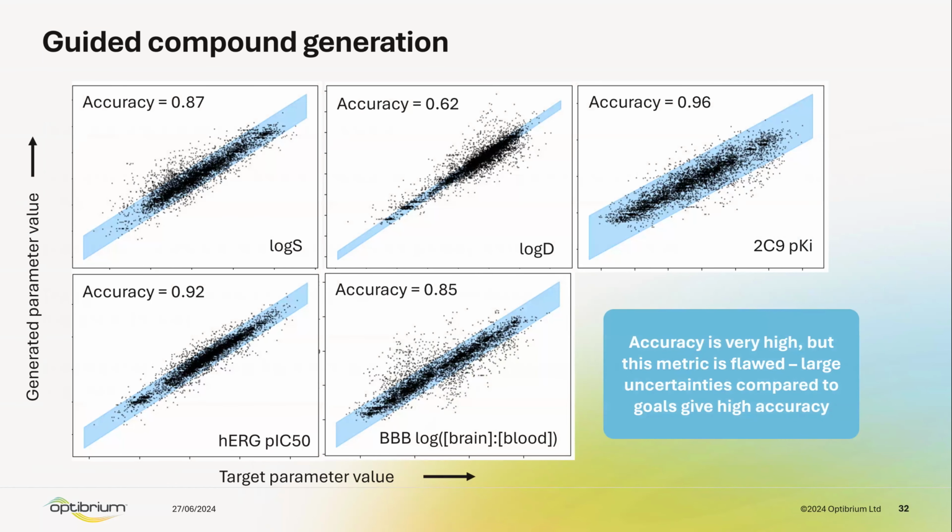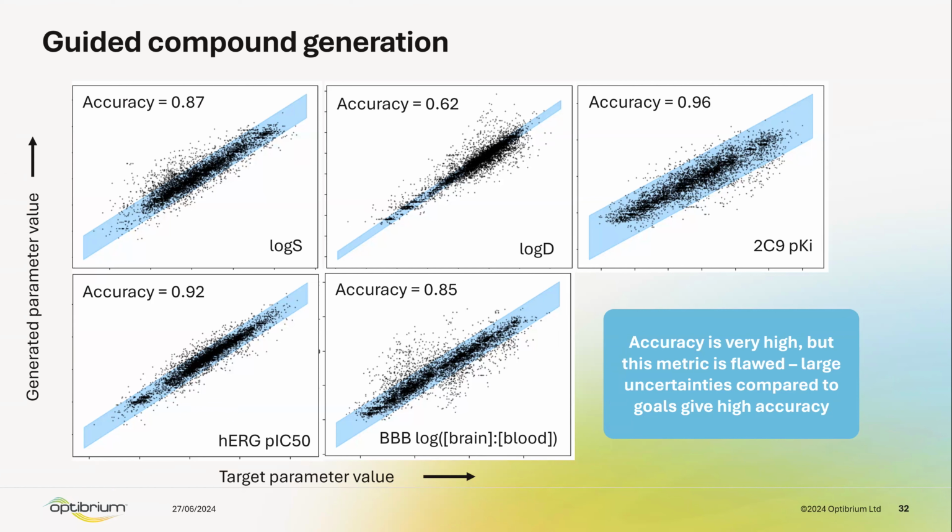So these are the 5 parameters. What you're seeing on the x-axis here is the target parameter value, and on the y-axis, the generated parameter value. The shaded blue region is the model uncertainty of the parameter estimation model. So this is how accurately we're estimating log S, for example. And what you can see is that most of these generated compounds are within the shaded region most of the time, which is really nice. We're getting very high accuracy for some of them and less accuracy for others.